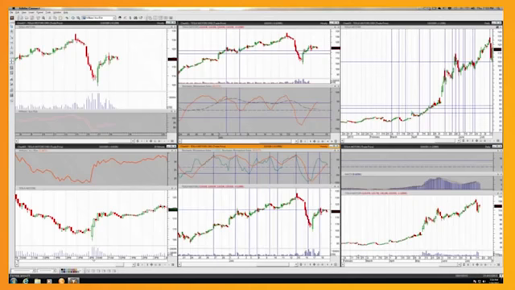What types of pivots do I use? I use the person's pivots. Never floor trader pivots, or is that the same thing?